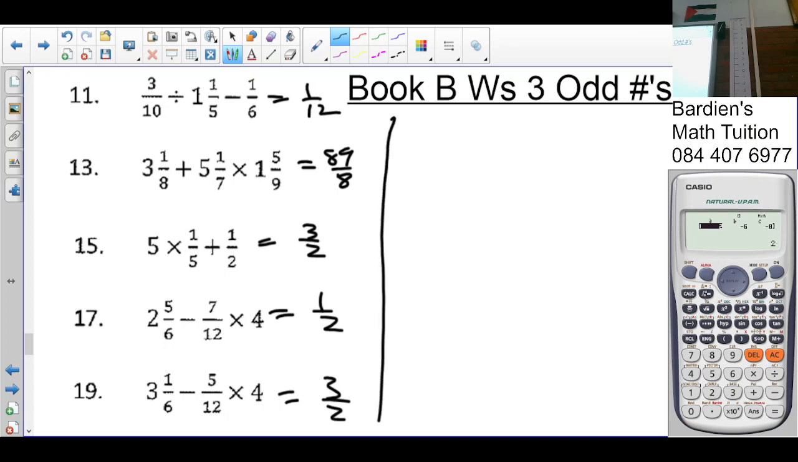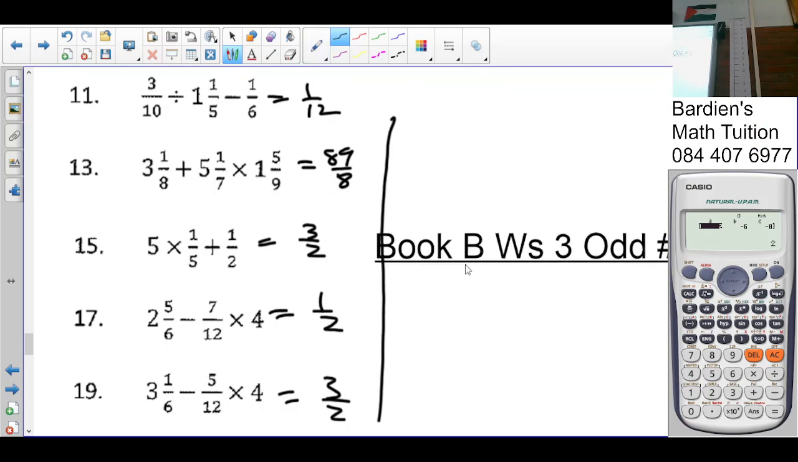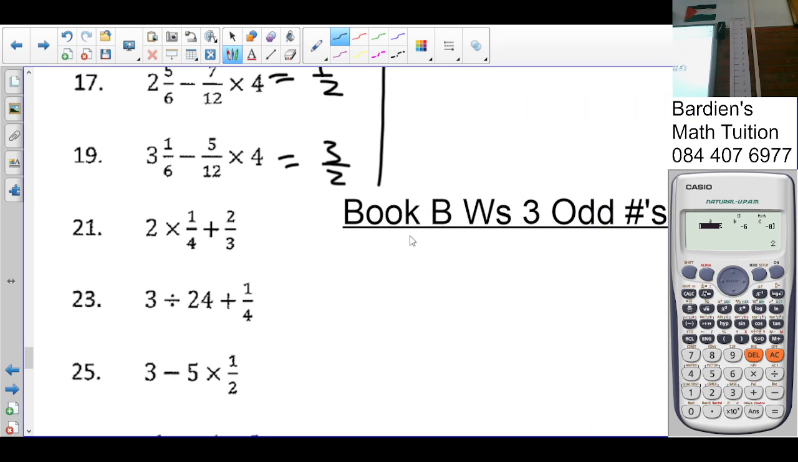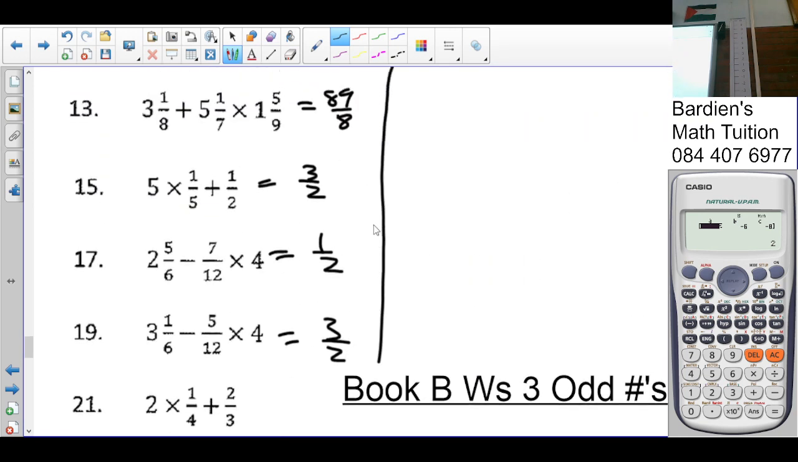Any problems with number 11? Number 13. Any problems with number 13? Number 15. Number 17. Number 19. Remember, I'm telling you again, these sums are going to come in your exam. Yes, Michael? Number 19.